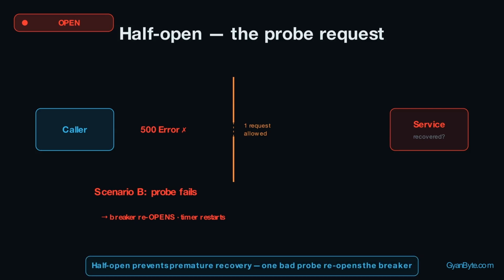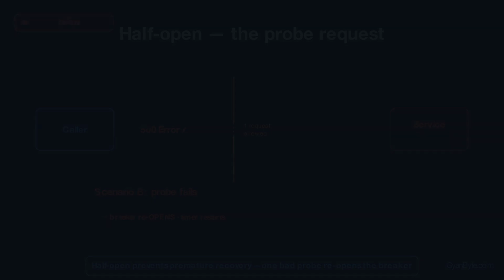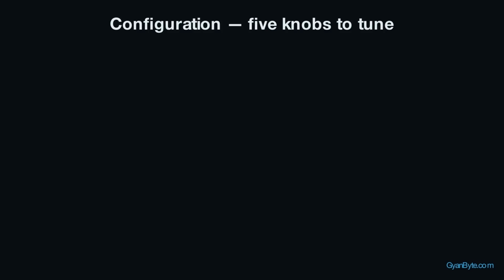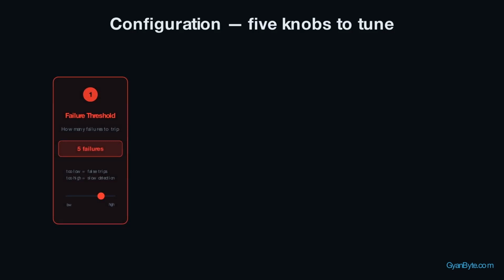Some implementations allow multiple probe requests. Say 3 out of 5 must succeed before closing. This prevents a single lucky response from prematurely closing the breaker. A circuit breaker is only as good as its configuration. Get the numbers wrong and it either trips too aggressively or never trips at all. 5 parameters you need to tune. First, failure threshold.